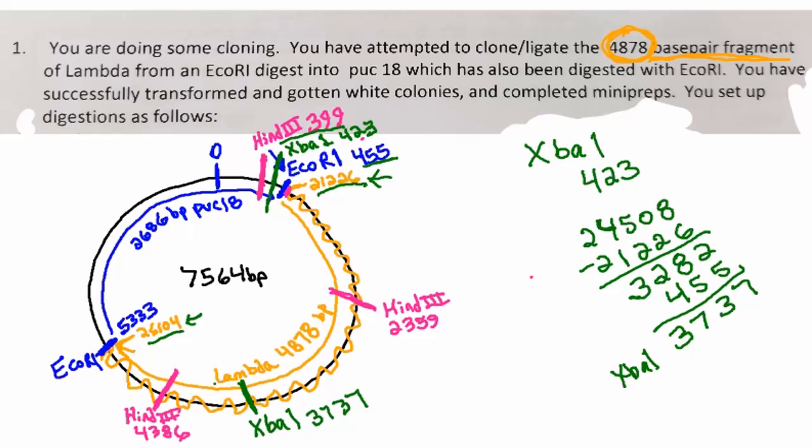So now we have all of the sites marked. We have the Eco R1, we have the Hind 3, and we have the Xba1. I hope that helped, and now you can go through and it's just a matter of math of figuring out the little fragments that are going to be cut up with these restriction enzymes. I hope that helps.